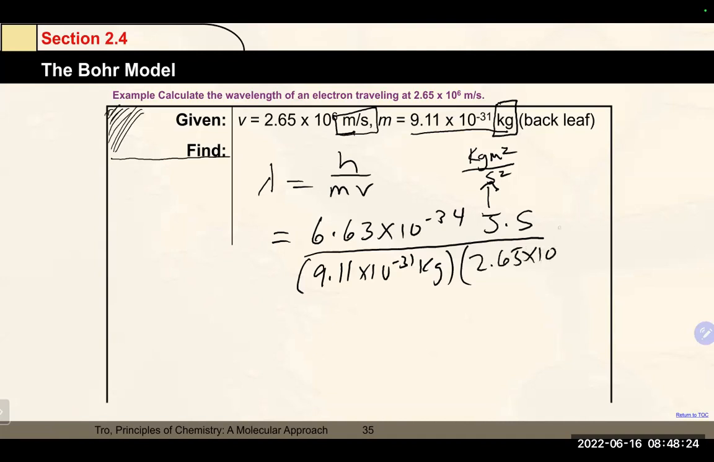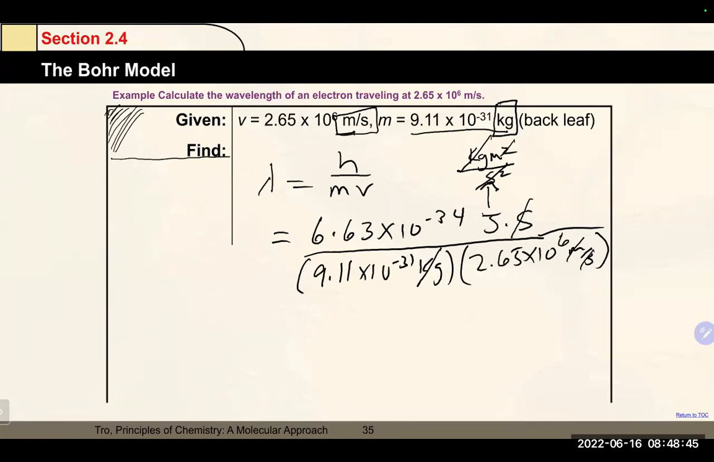I scribbled on it. I think it's a 6, right? Meters per second there. All right. So once again, unit-wise, because a joule is a kilogram meter squared per second squared, that's where the kilograms cancel. Our second there takes care of both of those. And again, that takes care of just one of the meters at that point.